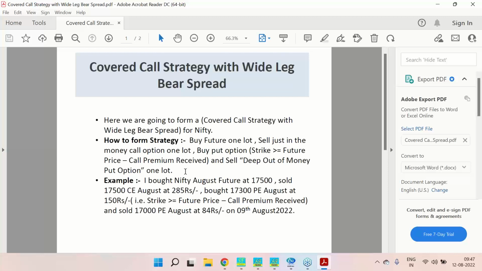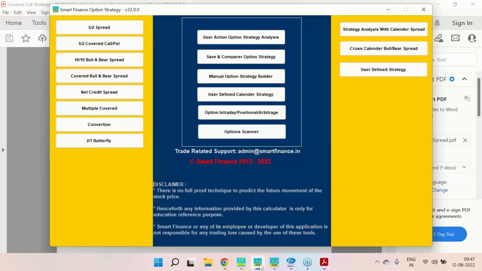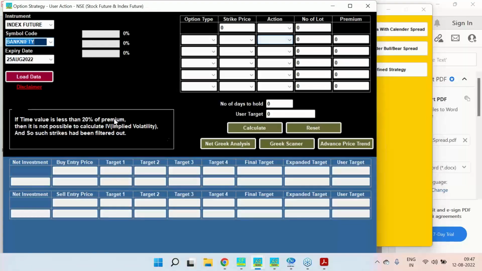I'll just demo it to you using our option strategy tool. You can move to our option strategy tool, where you can find the user action option strategy analysis. You can click on this, where you can find the instrument, symbol, and expiry date. We're going to form this strategy for Nifty, right? So we just select the Nifty script code and select whatever expiry you require. I'll be forming this for this month's August expiry. After selecting, you can click on the load button.